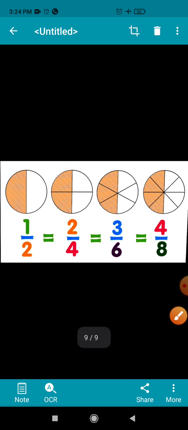Children, hope you all have understood the fraction and different types of fractions. So please learn about the types of fractions with the examples. Children, you also do all the exercises in your fair copy.